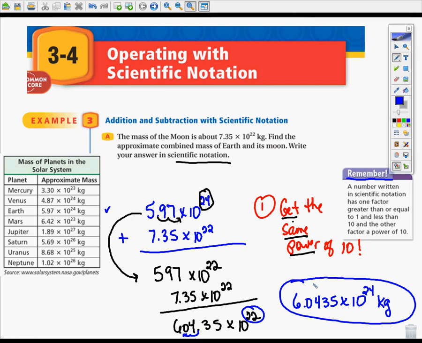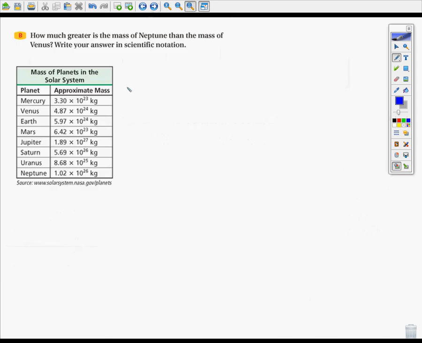Okay, so now let's go ahead and go on to subtraction. How much greater is the mass of Neptune than the mass of Venus? So Neptune is bigger. I'll go 1.02 times 10 to the 26th, subtract Venus, which is 4.8.